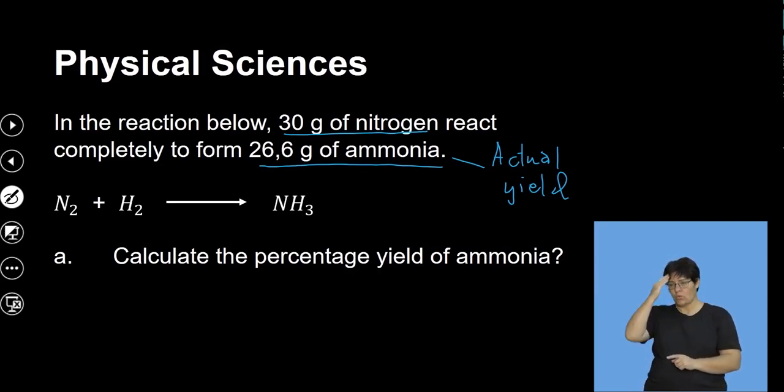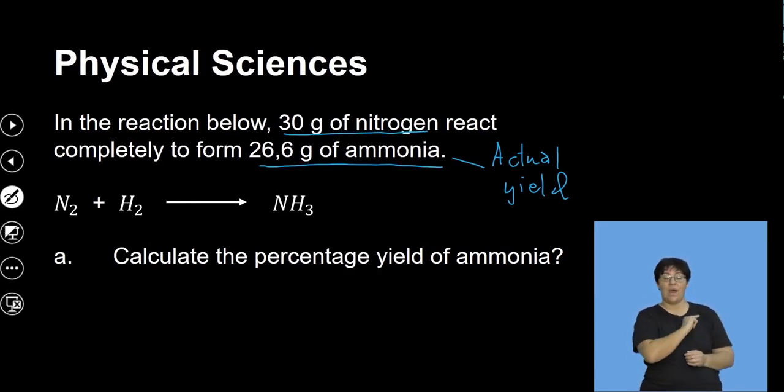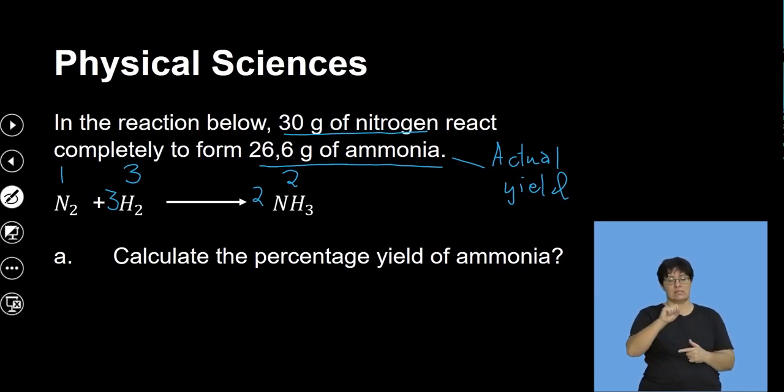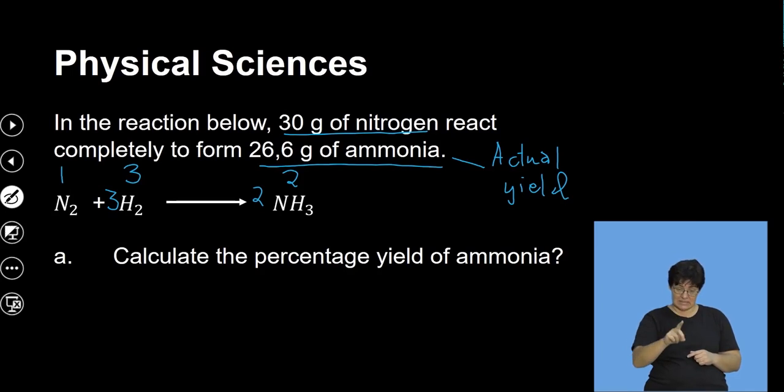So we would ask ourselves, is the equation balanced, yes or no? It's definitely not balanced because we remember from the balanced equation, it's 1 mole of nitrogen to 3 moles of hydrogen to 2 moles of ammonia. So we need a 3 there and we need a 2 there. That's the stoichiometric ratio in which they react with each other. To get the percentage yield, we need to find the expected yield first, which is the theoretical: if 30 grams of nitrogen react completely, how much do we get in terms of ammonia?